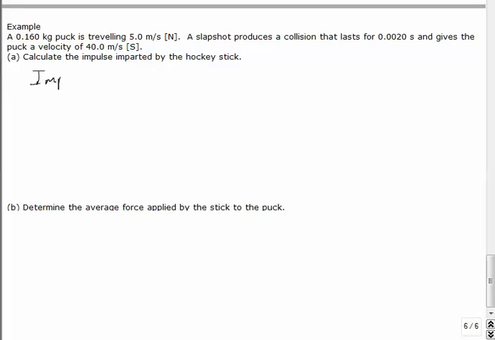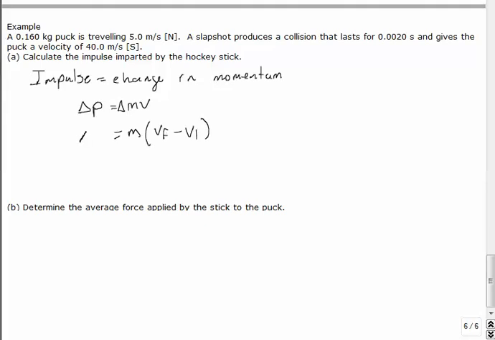So we know that the impulse is equal to the change in momentum. The velocity is changing. We can find the change in momentum, so delta P is equal to m times delta v, which in this case is the final minus the initial velocity, and that will give us delta P, the change in momentum. You'll find that the change in momentum is 7.2 Newton seconds south.